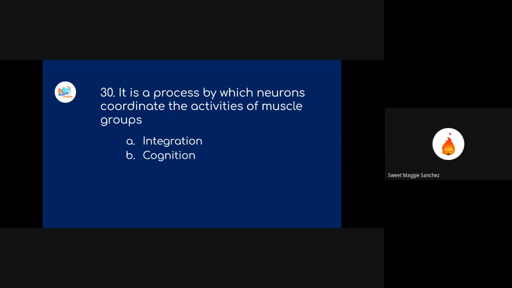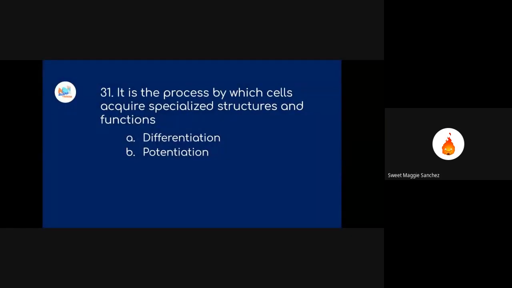Timer stops. Question 31. It is a process by which cells acquire specialized structures and functions. Is it A, differentiation, or B, potentiation?